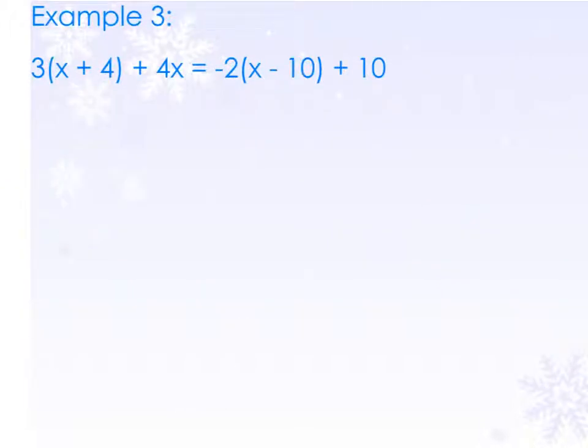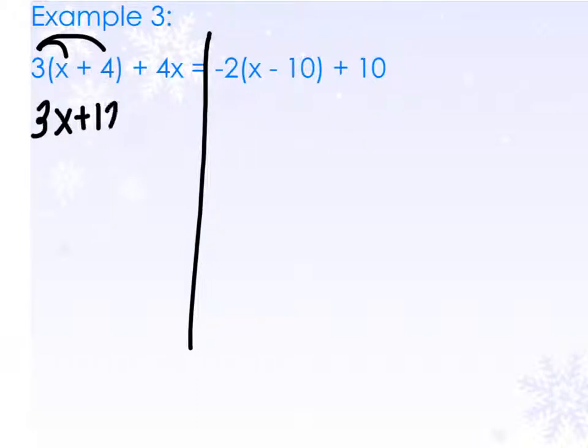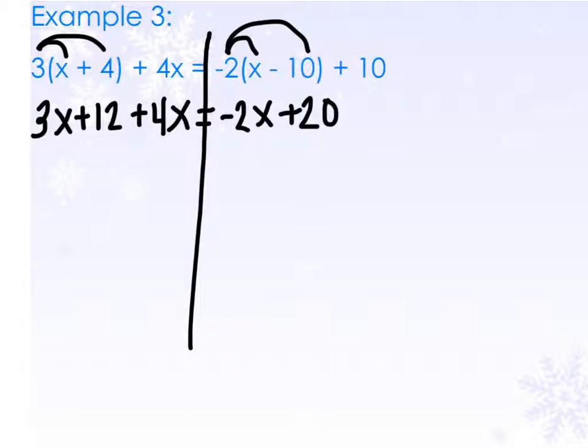Example 3. Again, I'm going to start by separating my two sides. First step is distribute. Distributing my 3 gives me 3x plus 12, and then the positive 4x can just drop down. On the other side, negative 2 times x gives me negative 2x, and negative 2 times negative 10 gives me a positive 20. Then I just drop down that extra 10.